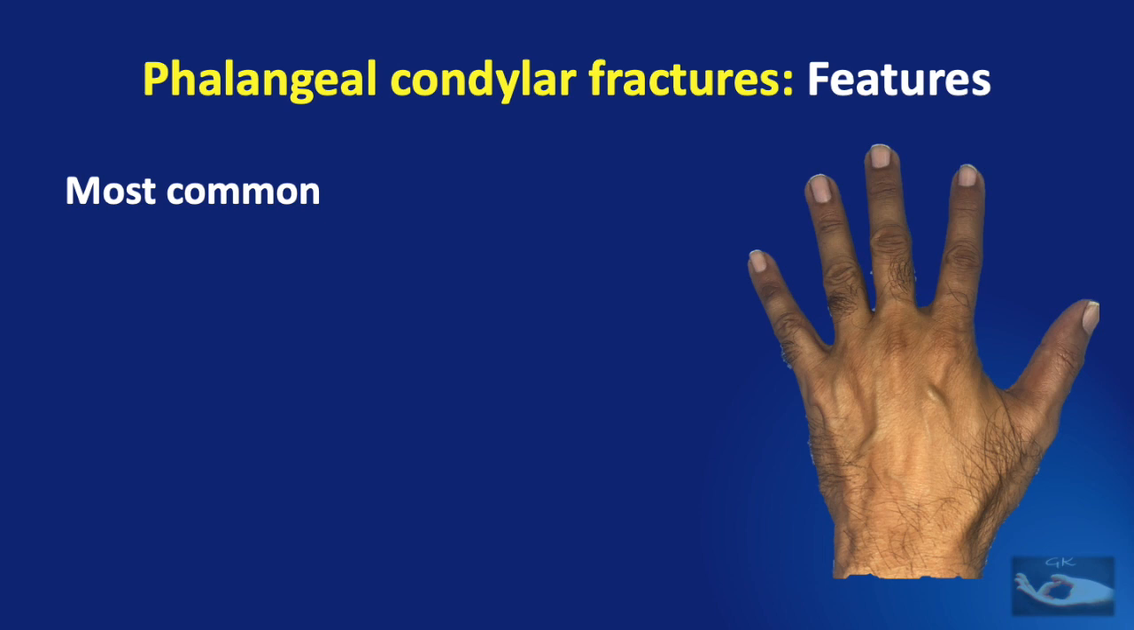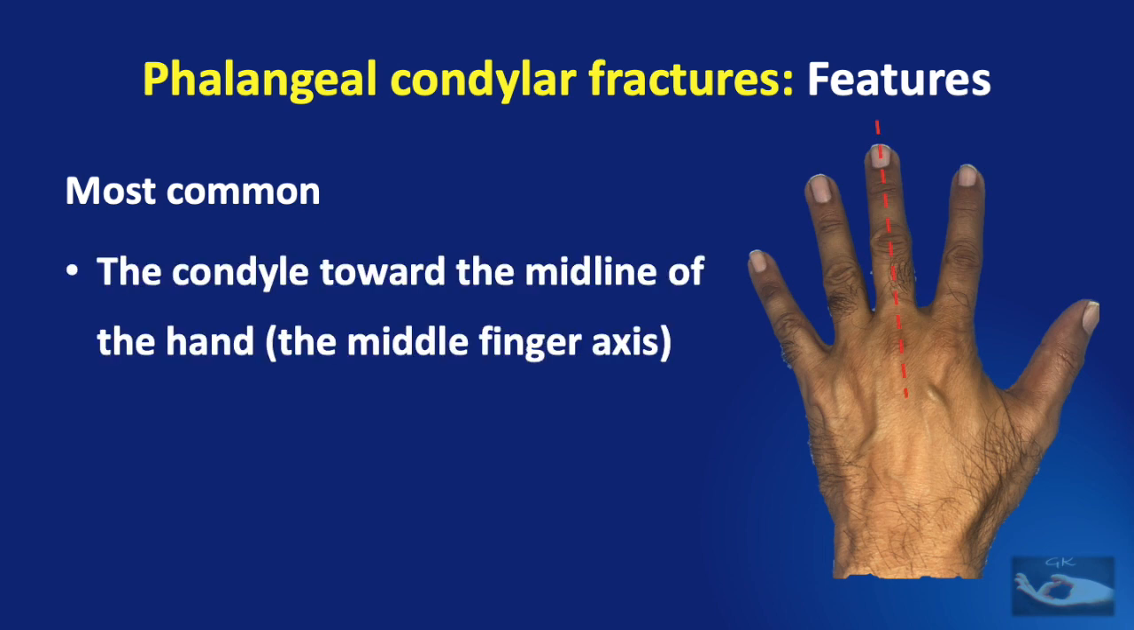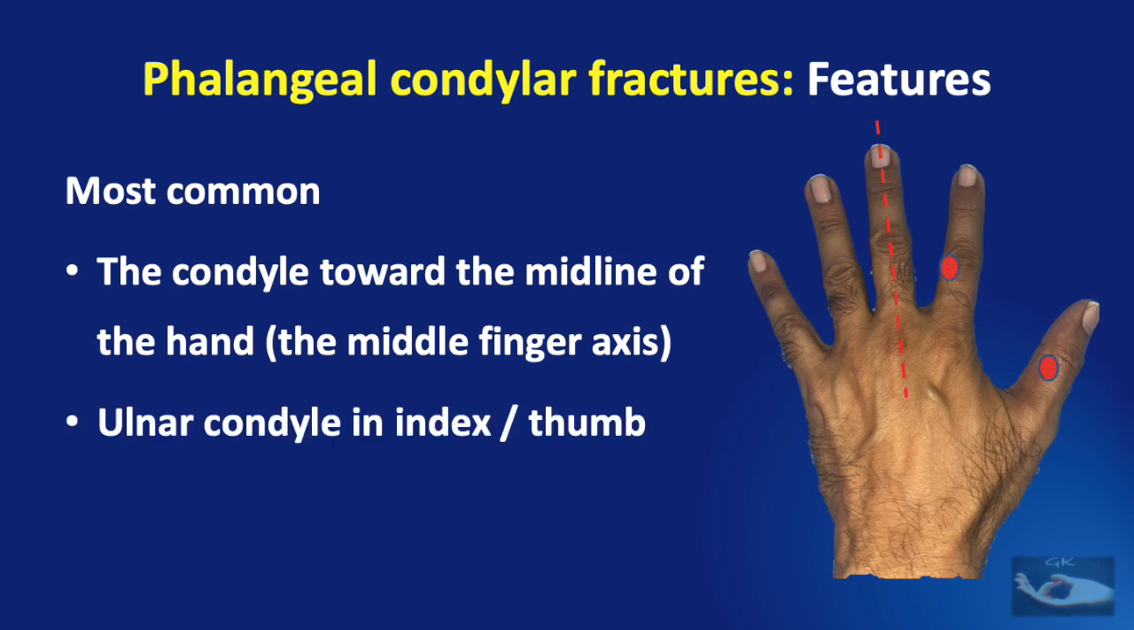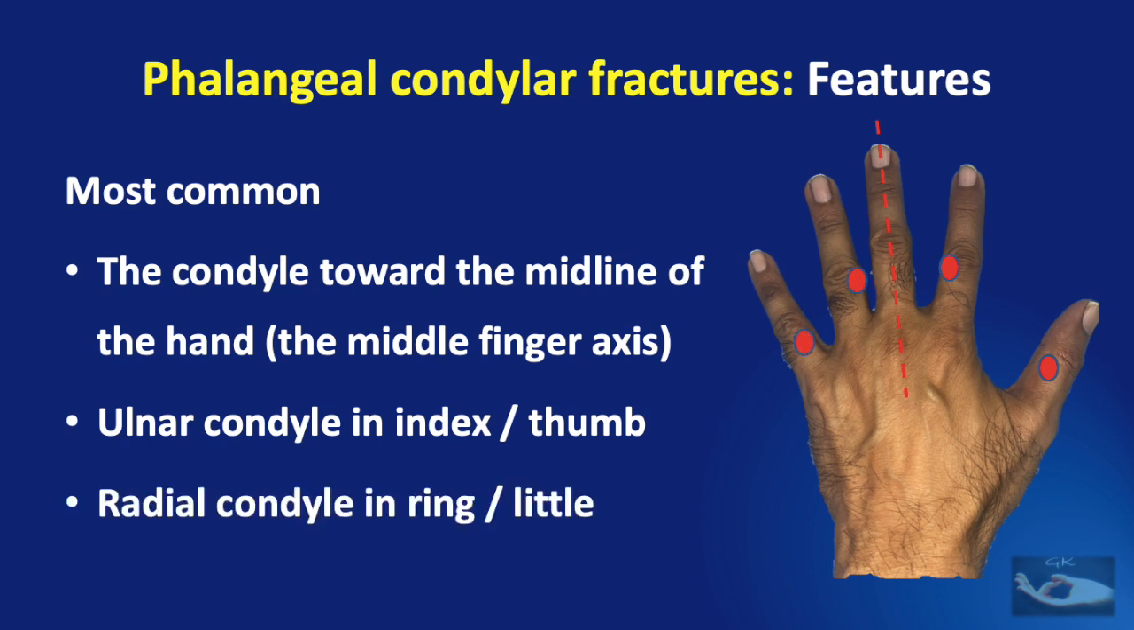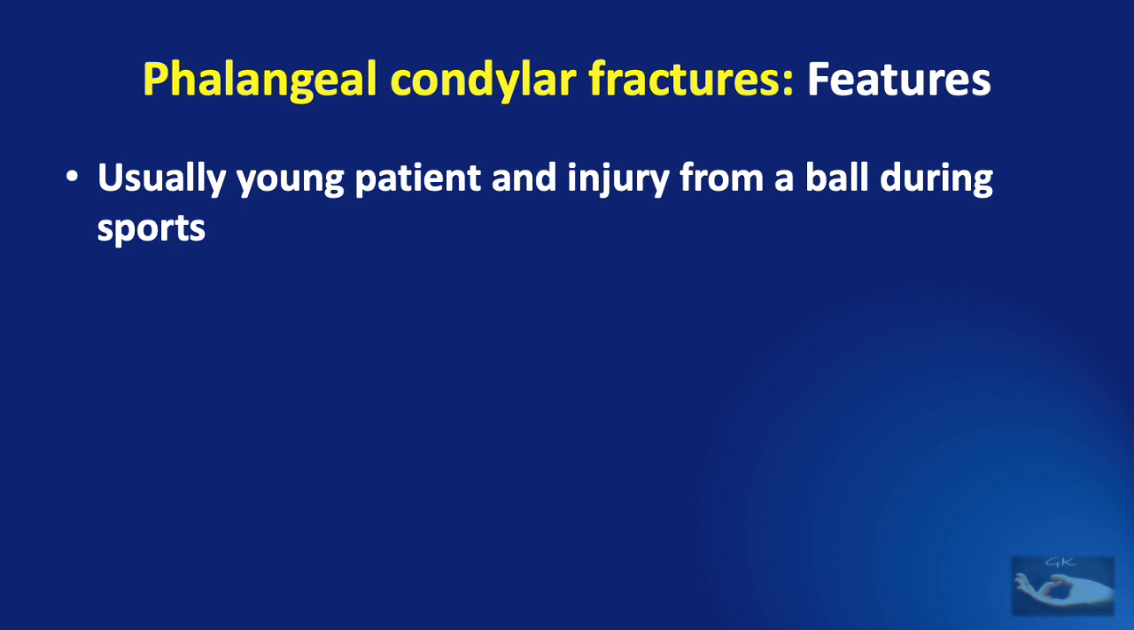The most common condyle fractures that occur in the hand are the condyles towards the midline of the hand, that is the middle finger axis. So the ulnar condyle in the index and thumb are more commonly involved, and the radial condyle in the ring and little finger are also commonly involved. The typical patient presenting with such a fracture is usually a young patient who has had an injury from a ball during a sports activity.